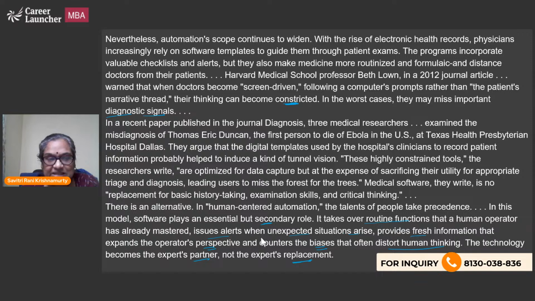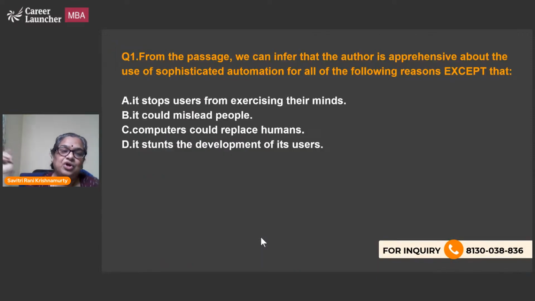Clear, nice passage. Let's look at the first question. From the passage, we can infer that the author is apprehensive, worried about the use of sophisticated automation for all of the following reasons, except. I will give you a minute to answer this question. What do you think is the right answer?